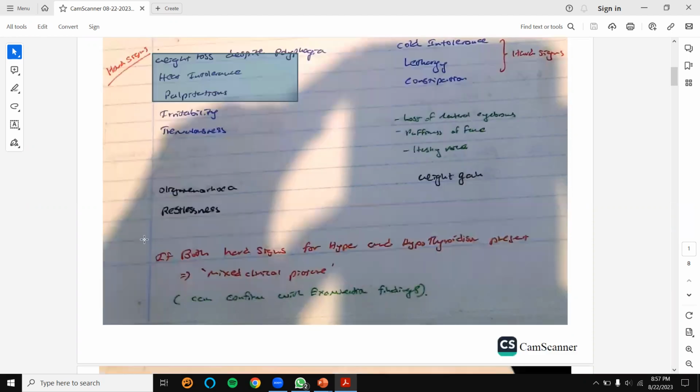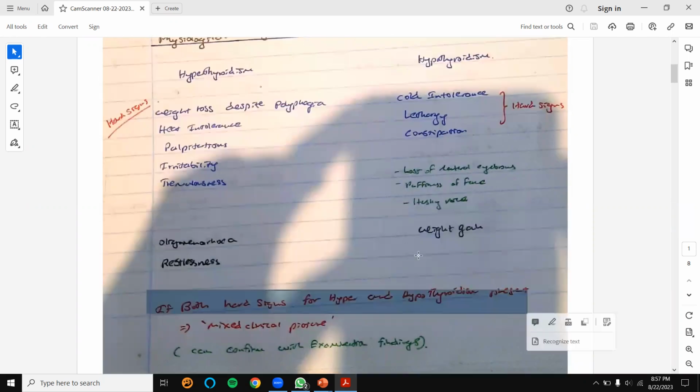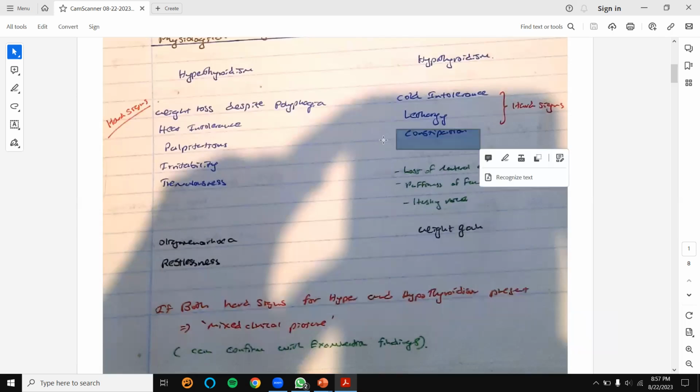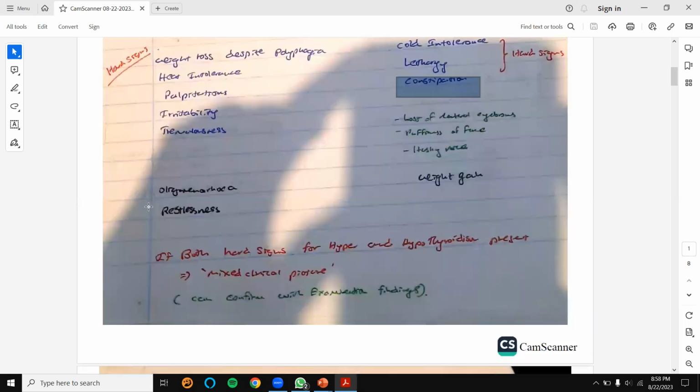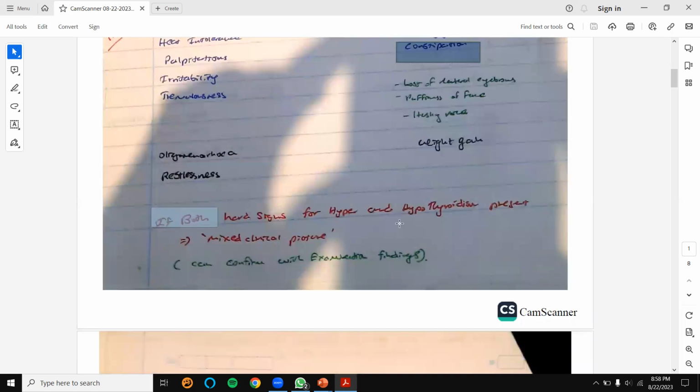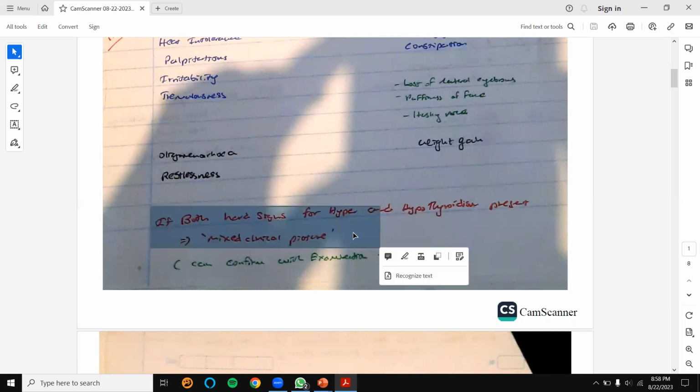But sometimes when you've taken histories, you might have come across patients that say they have features of both. Sometimes they say there's weight loss, but they have constipation also. So it's not always 100% hyperthyroidism features or 100% hypothyroid features. Sometimes they say yes to all the questions you ask. So it's fine, you present it like that. If both the hard signs for hyper and hypothyroidism are present, you can say clinically there's a mixed clinical picture of both hyper and hypothyroidism.